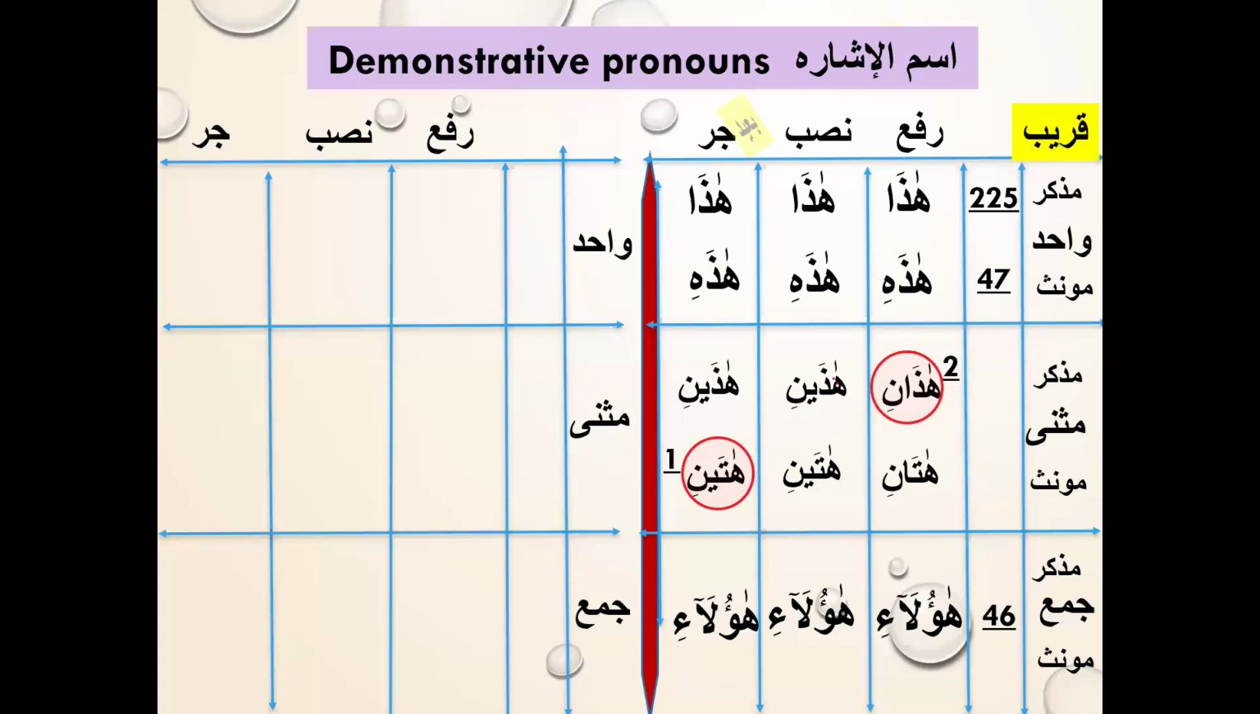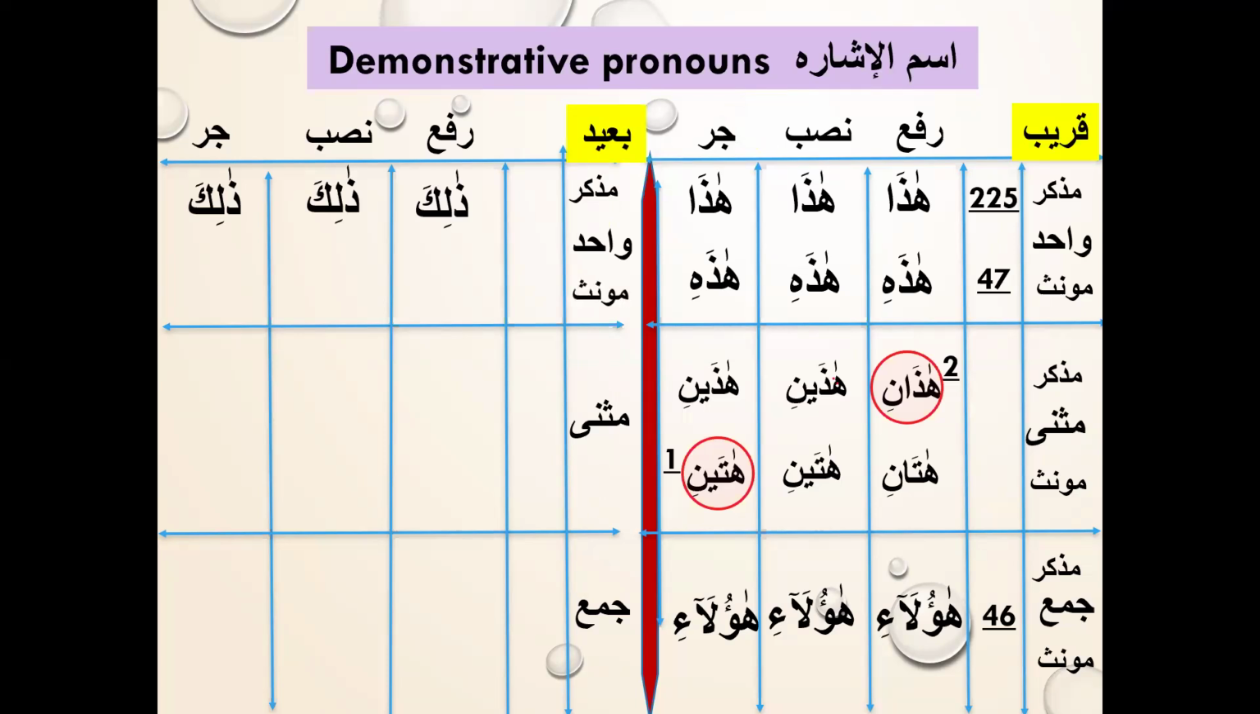And now we will do the other slide. The other chart is for the ba'id. Ishara lil ba'id means pointing to the far. For singular masculine, wahid muzakkar, we use the word dhalika. Dhalika for the rafa, for the nasab, for the jar, it remains the same in every situation, same in status. It will not be dhaliku, and it can never be dhaliki. No, it will be dhalika, dhalika, dhalika. Okay, it will not change. That's why it's called mabni.